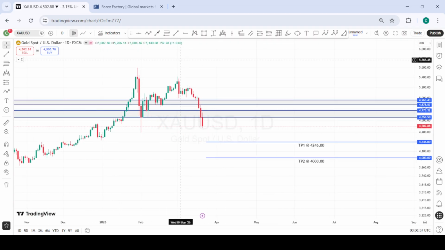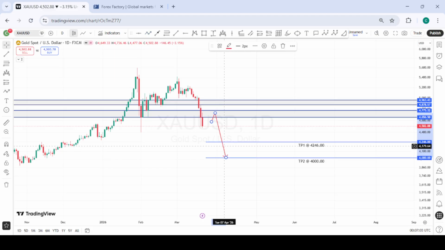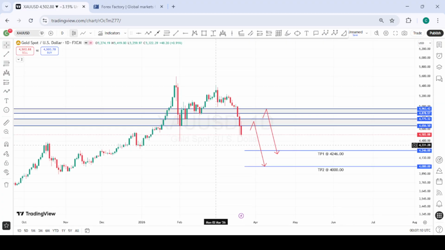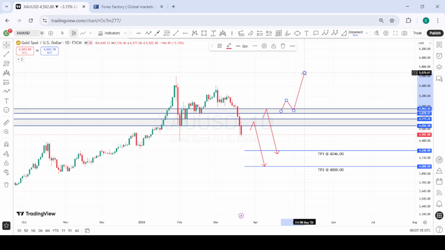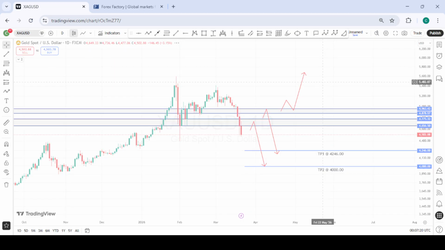So what we're going to look out for is, should we get a possible pullback into this area of interest, we'll look for selling opportunities here to the downside. Should price pull back all the way higher to the second zone, we'll still be interested in taking the sells from there to the downside. So we are very bearish on gold for the coming week, until we get a break above. We are currently bearish on gold.